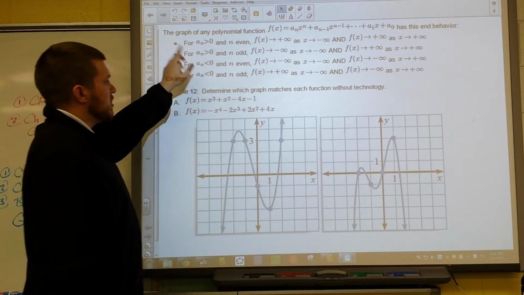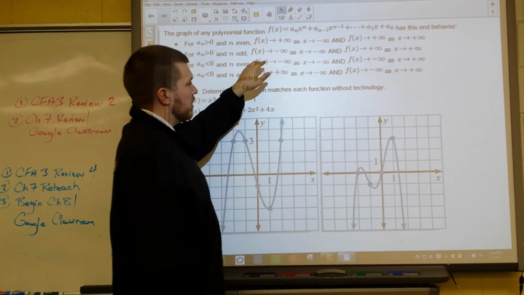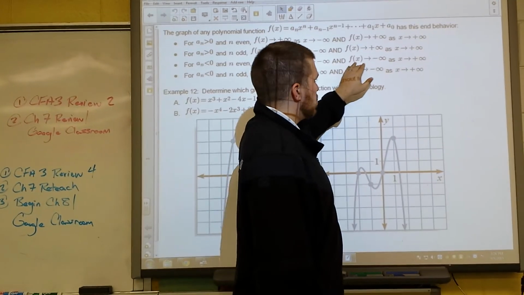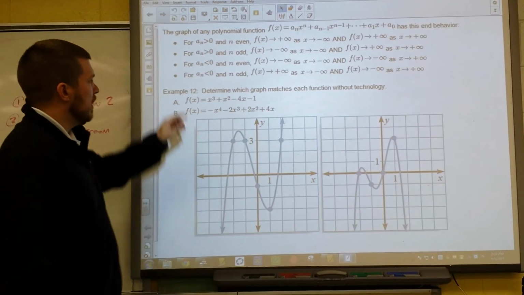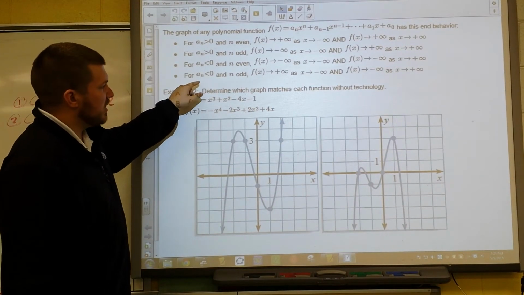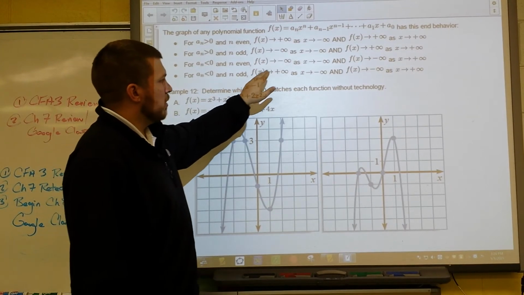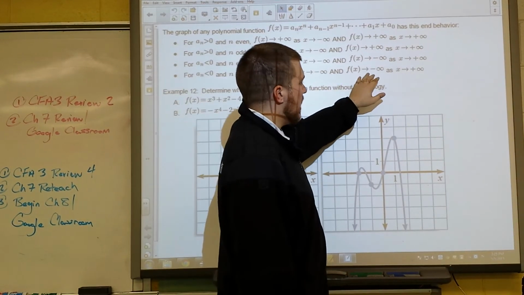If our leading coefficient is negative and our highest power is even, then the y values are going to fall as we go to the left of the graph, and the y values are going to fall as we go to the right of the graph. If our leading coefficient is negative and our highest power is odd, then the y values will go up as we go to the left of the graph, and our y values will go down as we go to the right of the graph.